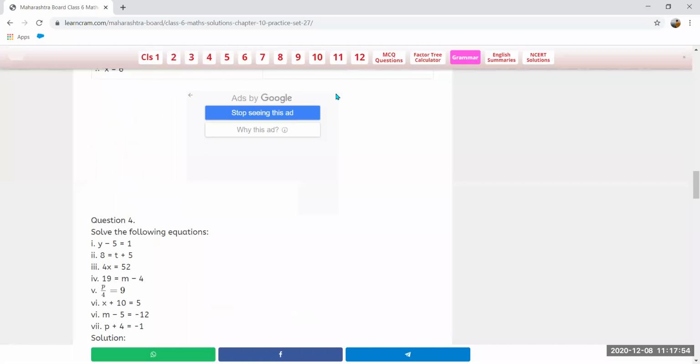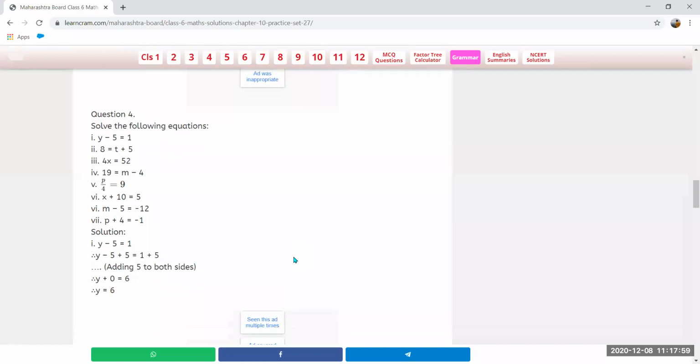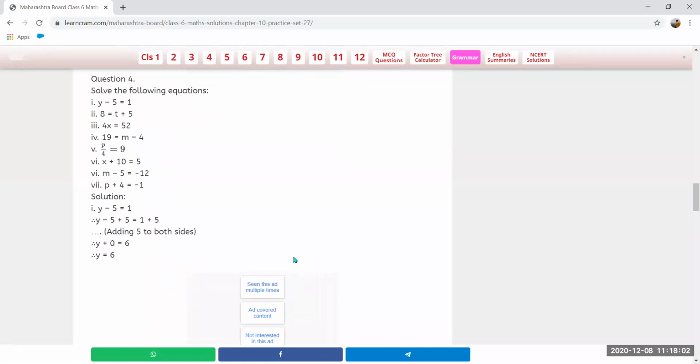वहां पे हमको question number 3 में solution है कि नहीं है वो बताना था, right. Yes या no, solve करने के बाद. But here we have to solve the equation. Okay, so let's do the first sum. The first sum is y minus 5 is equal to 1. y minus 5 is equal to 1.